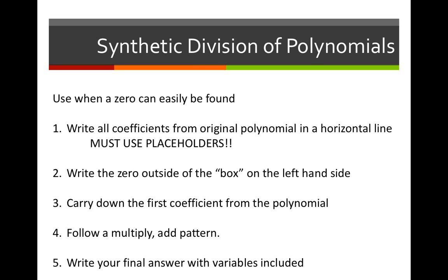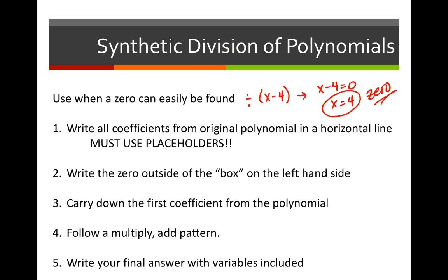So we're going to use synthetic division when a zero can easily be found. If they tell you we're dividing by, say, x minus 4, that would mean if we were to set that equal to 0, we would get x equals 4. So we have a nice integer value for the 0. And if that's the case, we can go ahead and use synthetic division instead of long division.